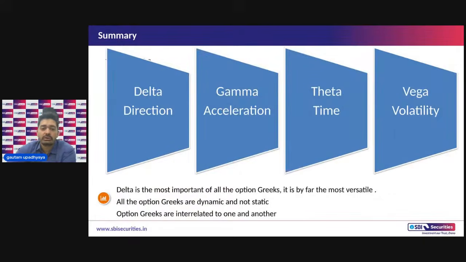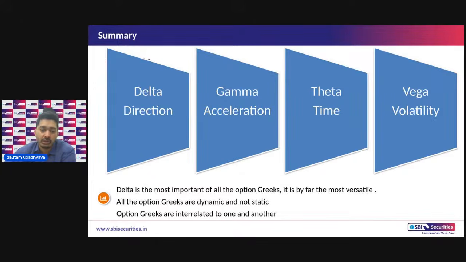So this is a slide, a summary of the option Greeks. Delta is basically interpreting the direction of the market. Gamma is acceleration, like the accelerator in a car. So if gamma increases, that means your delta will move at a much faster speed, so you will get the benefit. Theta is time value, vega is volatility. Delta is the most important one that you have to track.